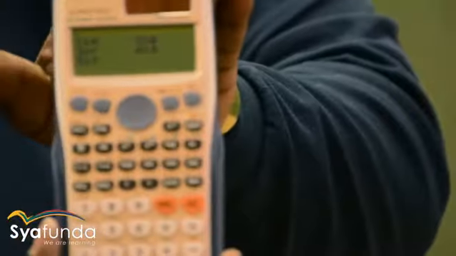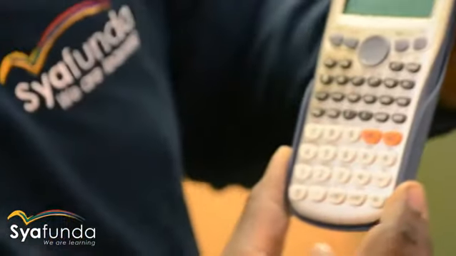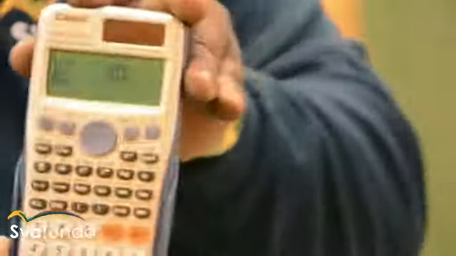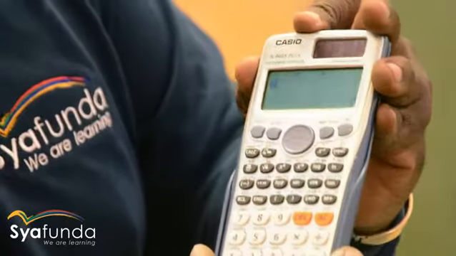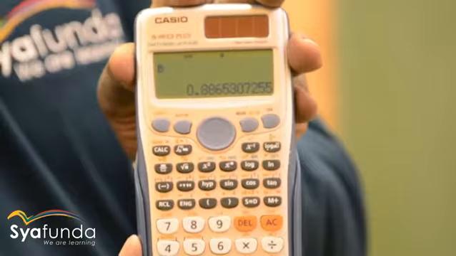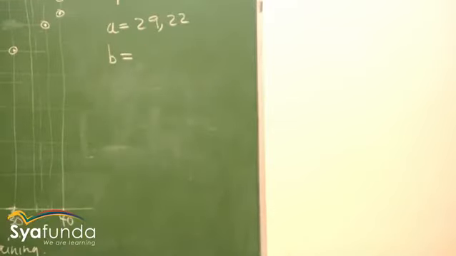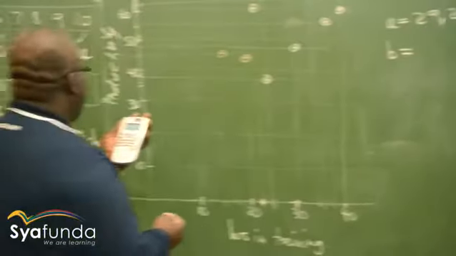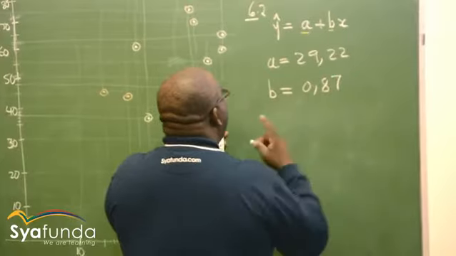Do I see B in my calculator? I think it is number 2. Yes, B is number 2. Because I'm looking for the value of B there, I'm going to press 2 in my calculator. Press 2, then enter. What is the value that I see there? It is the value of B. I go and capture it. The value of my B in this particular case will be 0,87. This is the value of B.